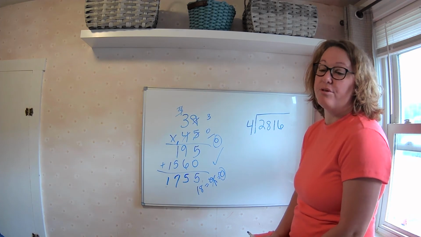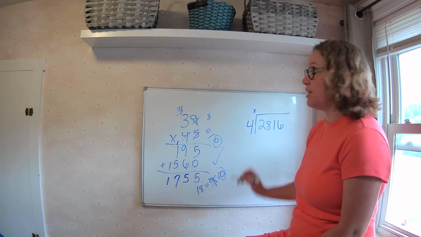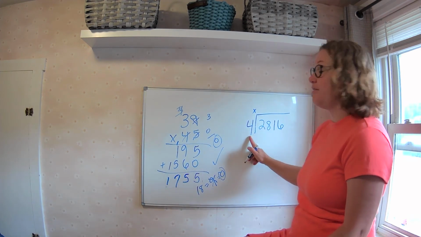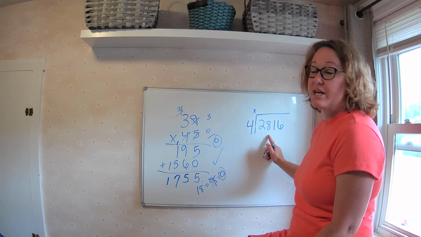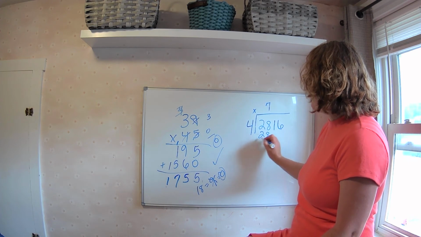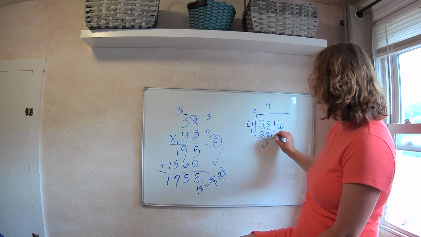Now let's review the casting out nines on division. Again, for division, we need to follow the steps: divide, multiply, subtract, bring down. So I start with 2 divided by 4. Well, 2 is smaller than 4, so we got to go to 28. 28 divided by 4 is 7. 7 times 4 is 28. Bring down. Now subtract, or multiply, subtract, bring down this 1.